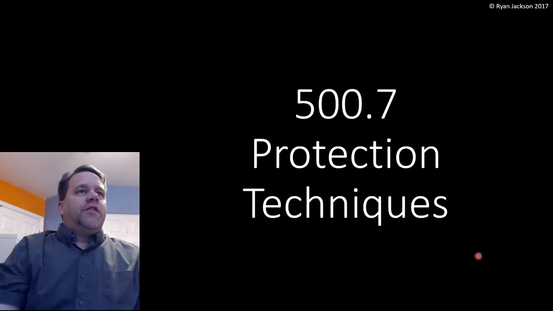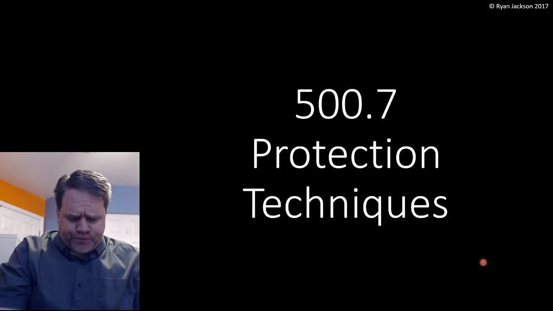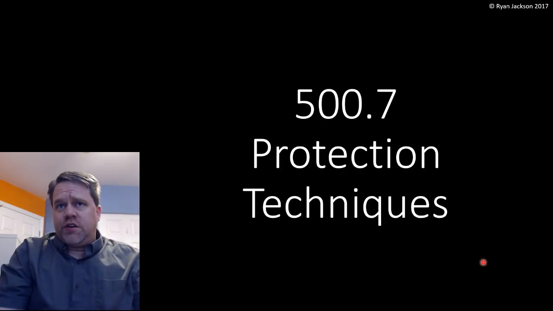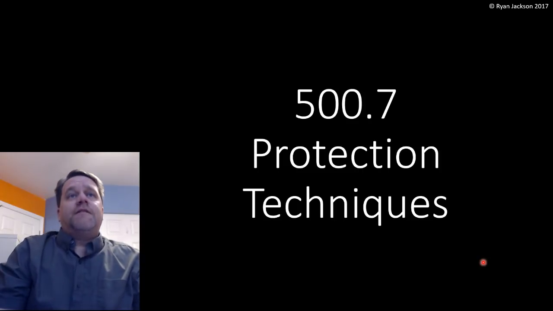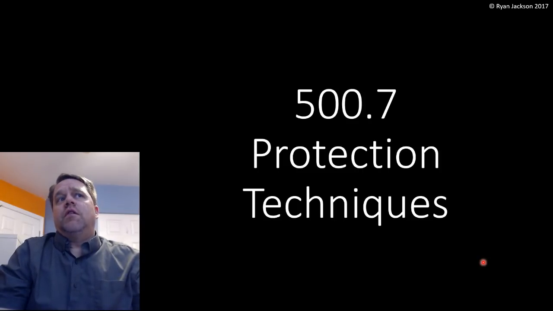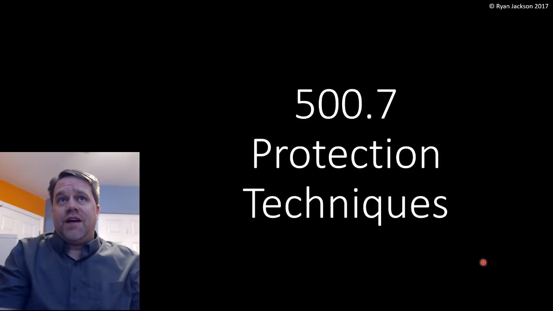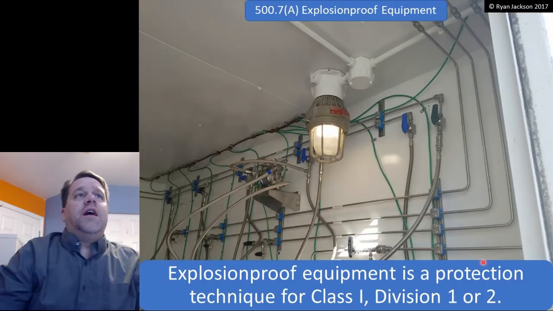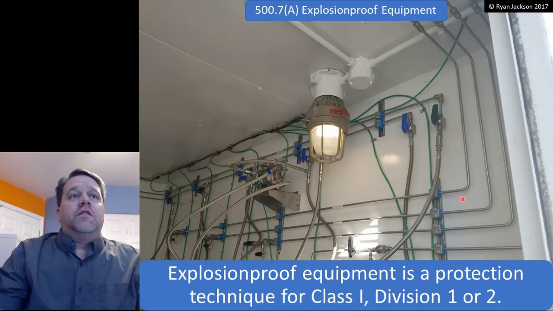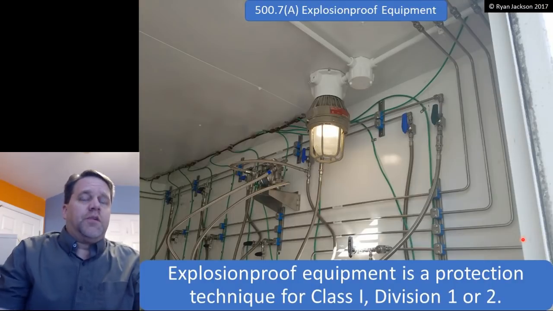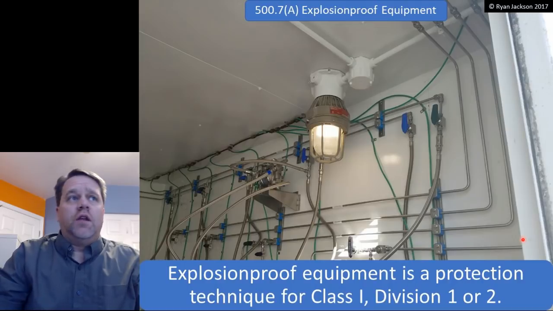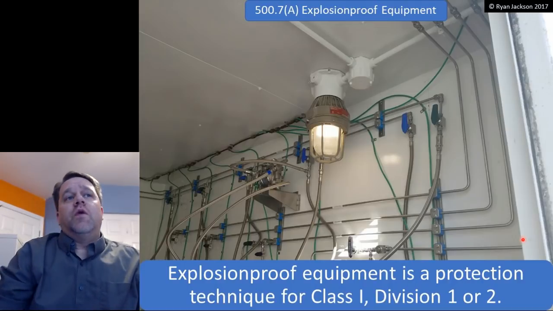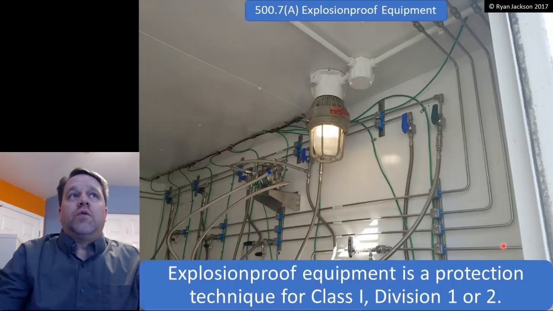Okay, so 500.7, protection techniques. We know what a hazardous location is. We know how a fire occurs. 500.7 concerns itself with how to prevent that fire from happening. So protection techniques. 500.7(A), explosion-proof equipment, is probably the most common protection technique, at least in Class 1 locations. Explosion-proof equipment is a protection technique for Class 1 Division 1 or Class 1 Division 2.